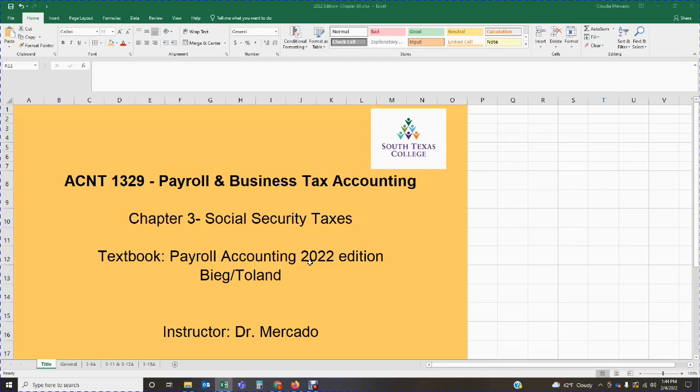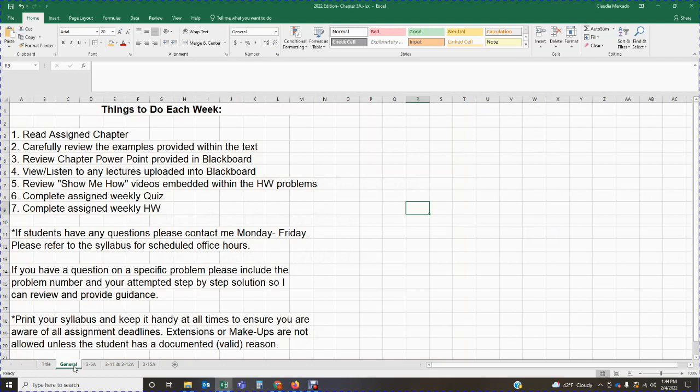In this particular week, we are going to be covering Chapter 3, which deals with Social Security taxes. Now, before I begin, I just want to make a general announcement to please read the chapter before you attempt any of your assignments. Review the examples provided within the text. Review the PowerPoints that I posted in Blackboard. Review any lectures that I posted as well.